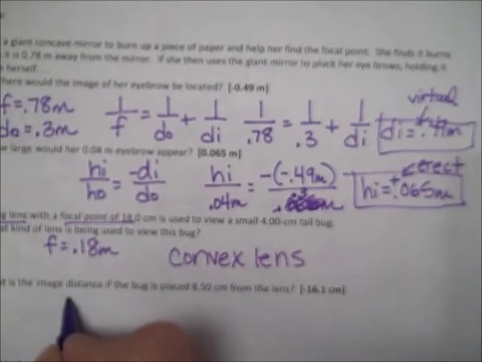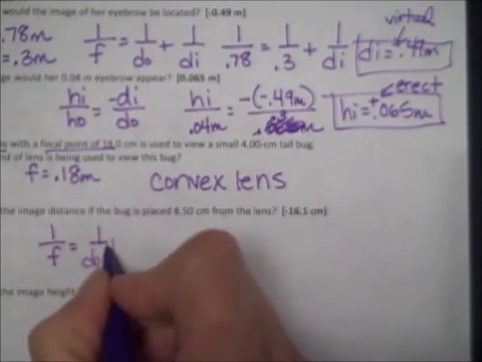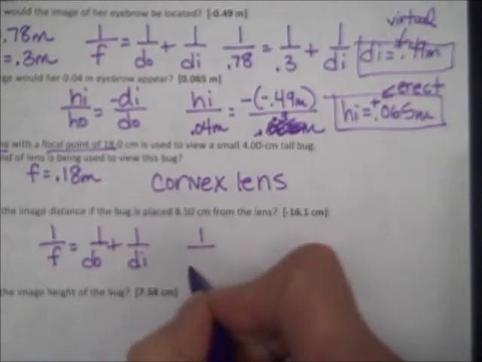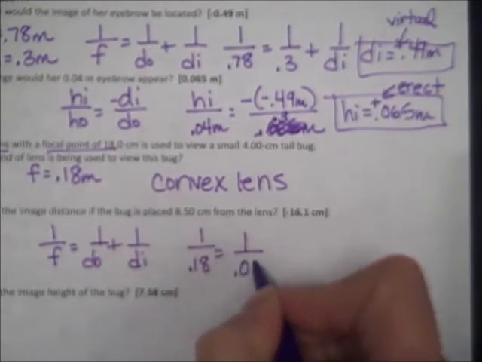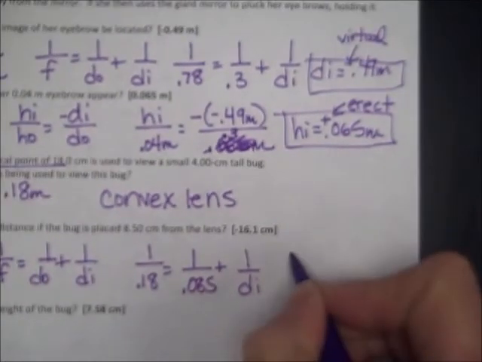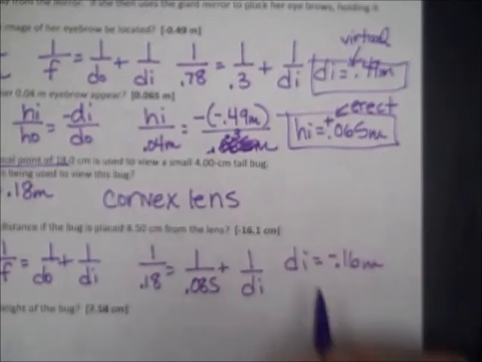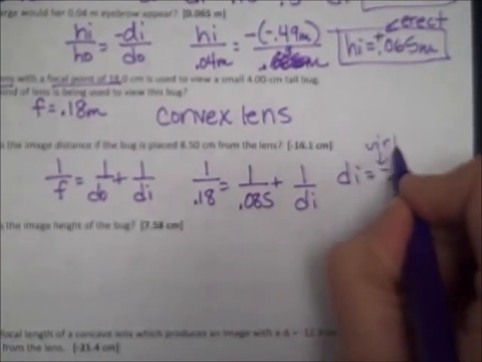To find the image distance, I'd use 1 over f equals 1 over do plus 1 over di. So 1 over 0.18 equals 1 over 0.085 plus 1 over di. And I'd get an image distance of negative 0.16 meters or 16.1 centimeters. And this negative means this is virtual.